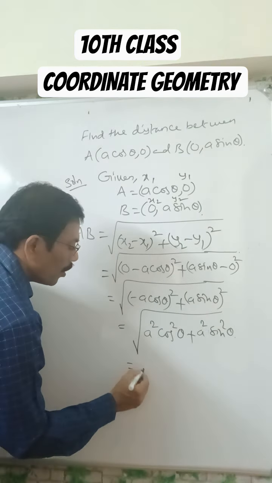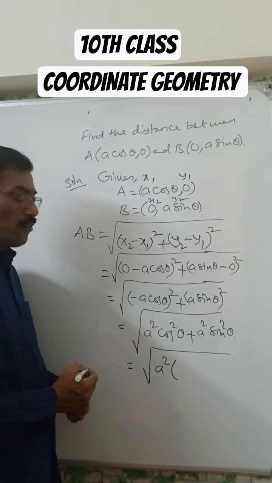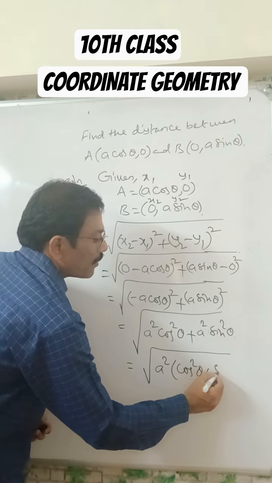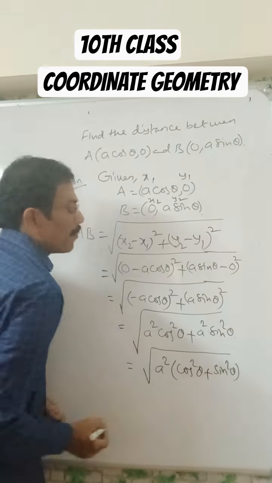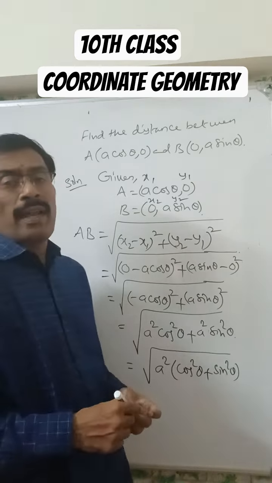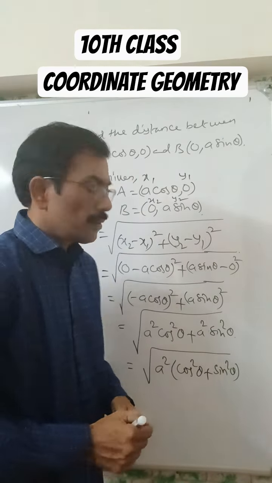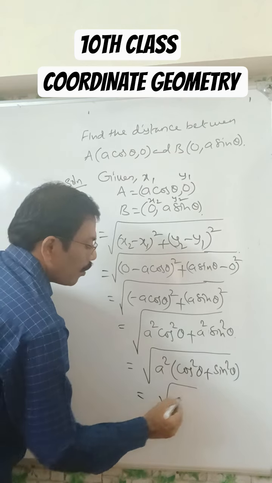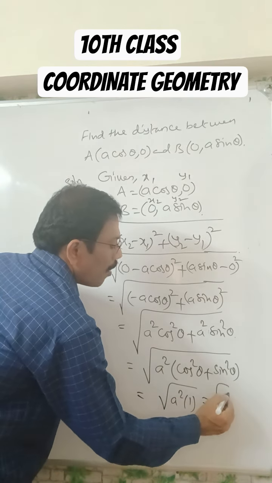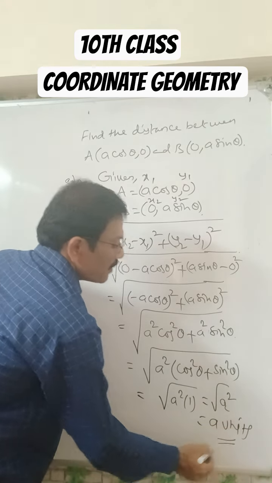Understand? What is common here? a square is common. So if you take a square common, you get cos square theta plus sin square theta. You know, sin square theta plus cos square theta is the trigonometric identity which is equal to 1. That is equal to square root of a square into 1, which is root of a square, that is equal to a units.